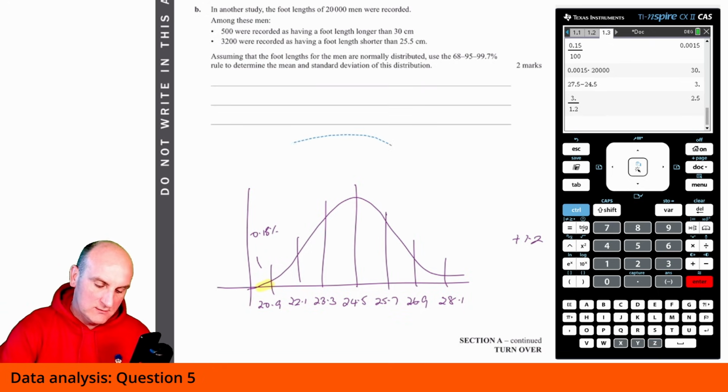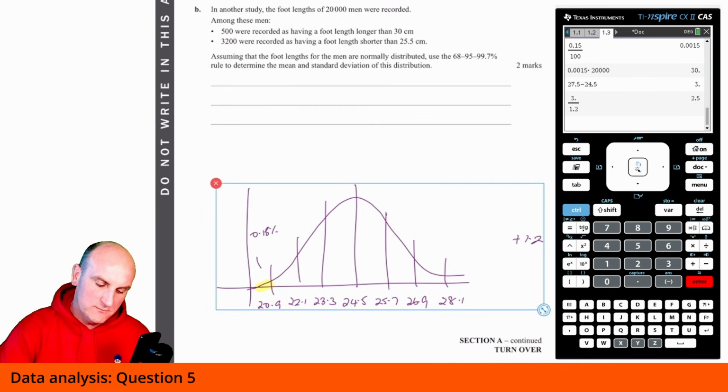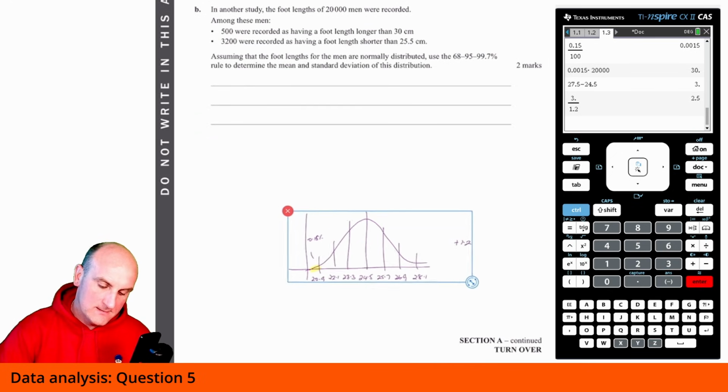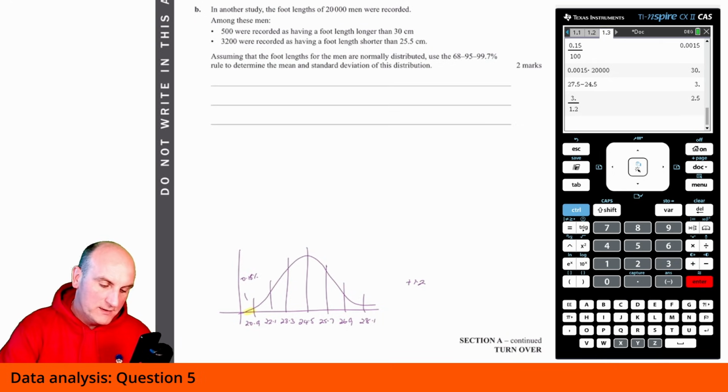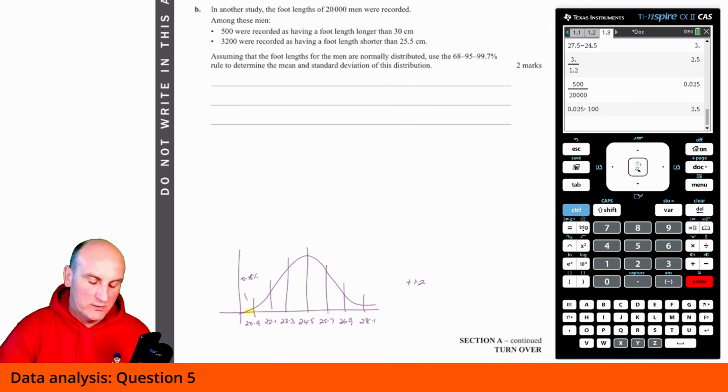So what I'm actually going to do now is I'm going to make that a lot smaller. I've not seen that before. Let's resize it, if you will. Yep, let's just move that one there. Because, and again, there are always variations on the theme of this question. 500 were recorded as having a foot length over 30 centimeters. Well, but what percentage is that? Well, I can work it out. I can do 500 divided by 20,000. Okay, and then times that by 100 gives me 2.5%.